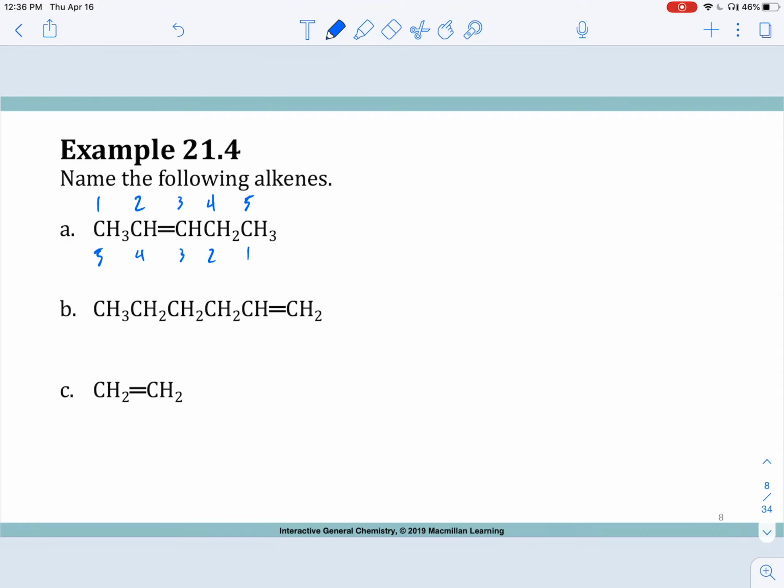So that's a pent, and it's going to be a pentene, indicating there's a double bond in here. Now I just indicate where the double bond is at the 2 position. So this one should be 2 pentene for A.